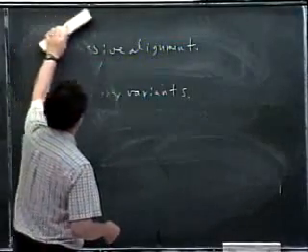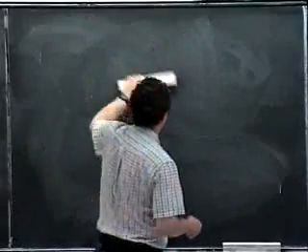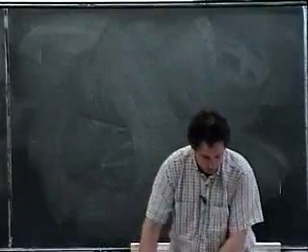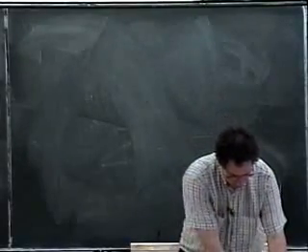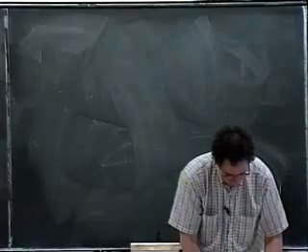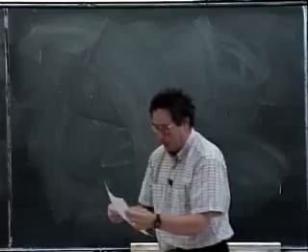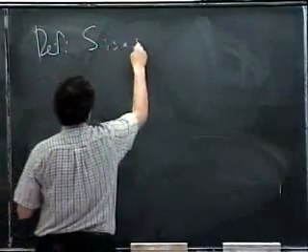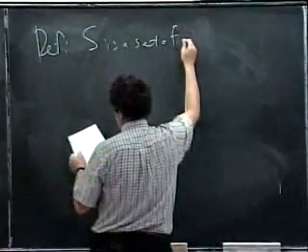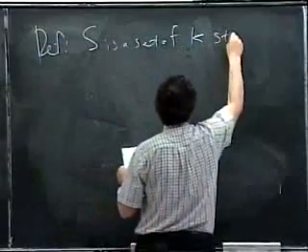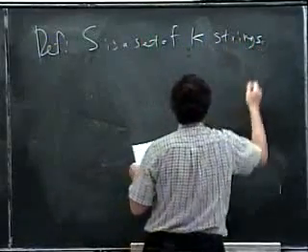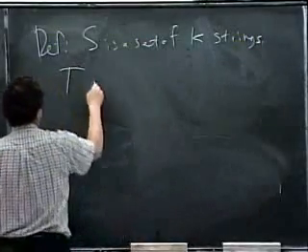So let me get into something very, very precise, which is actually the critical idea behind all progressive alignment methods. Okay. So something very precise. Definition. S is a set of, let's say, K strings. T is a tree.